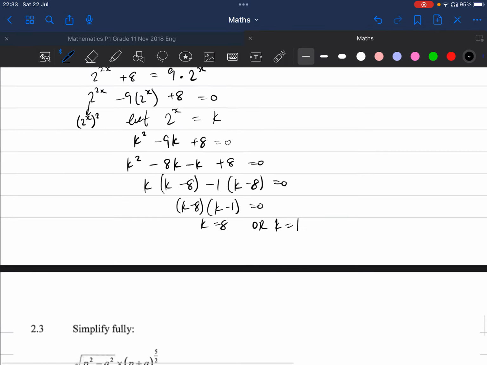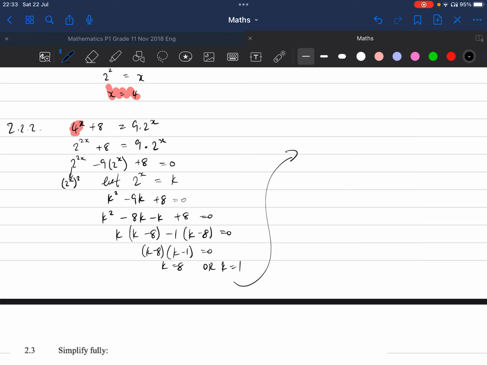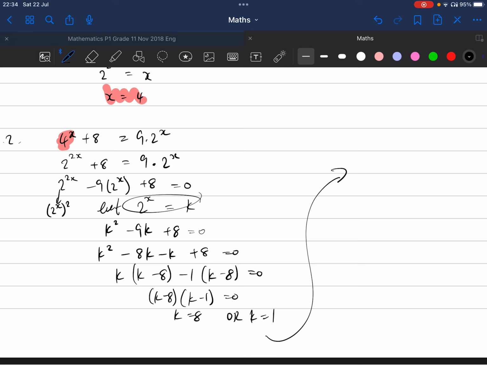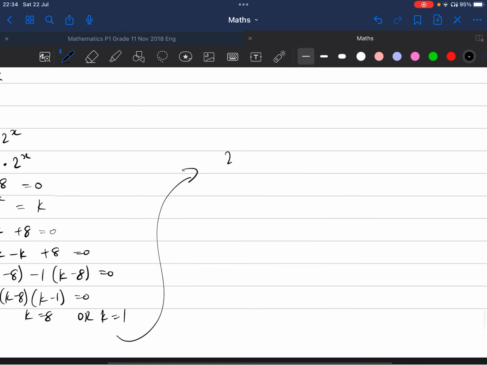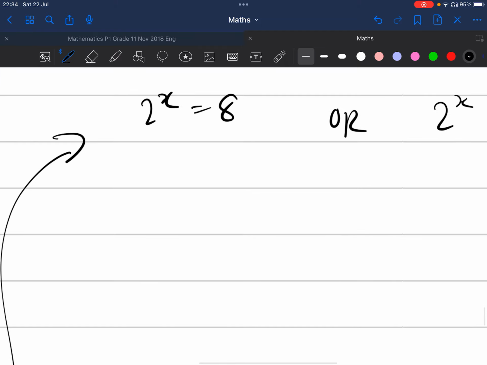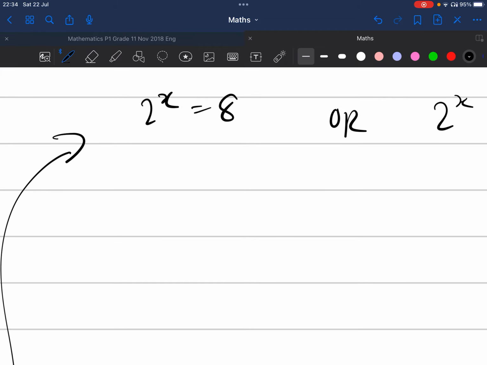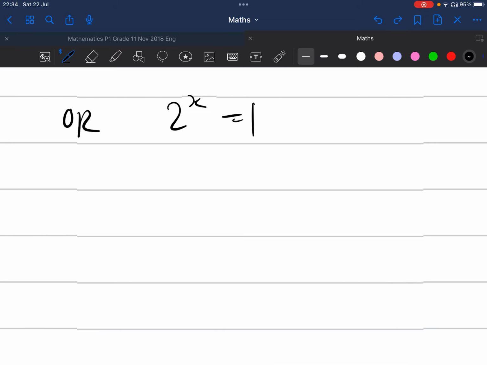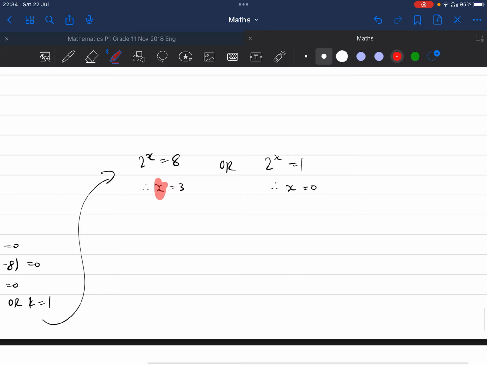Okay, now I'm just going to take this and bring it here. So let's start with k equals 8, right? And remember, k is 2 to the x. So I could say 2 to the x equals 8 or 2 to the x equals 1. Now this is a simple thing of just trying. So 2 to the 1 is 2, 2 to the 2 is 4, 2 to the 3 is 8. So therefore, x equals 3. And on this side, remember if I raise anything to the power of 0, it gives me 1. So x equals 0. Okay, so there's our two answers.